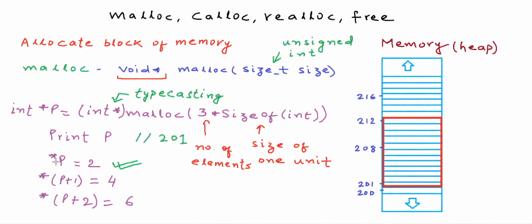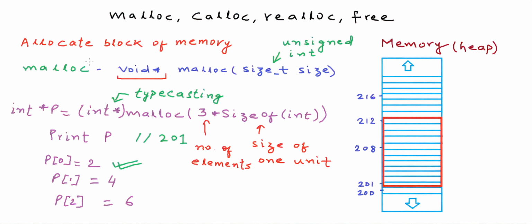We could also write *p as p[0], and we could also write *(p + 1) as p[1], and similarly *(p + 2) as p[2]. They mean the same. All the manipulation on dynamically allocated memory happens through pointers. You have a pointer to the starting address, and then if you want to go to the next element in the array, you increment the pointer, and this is how things happen.